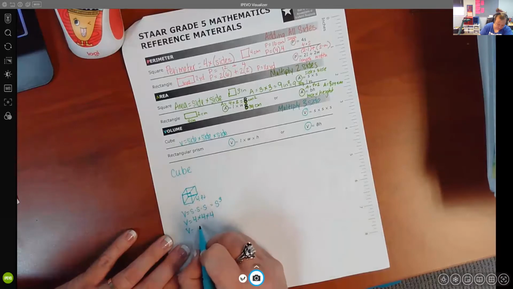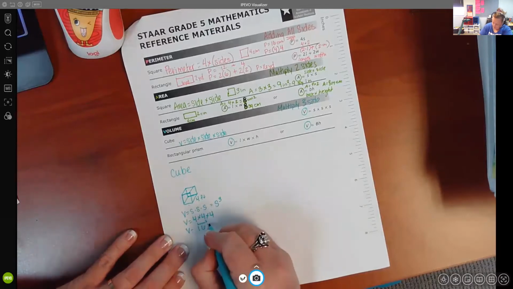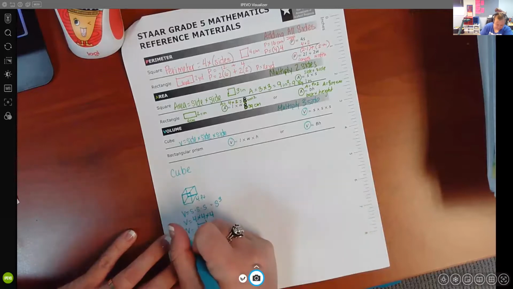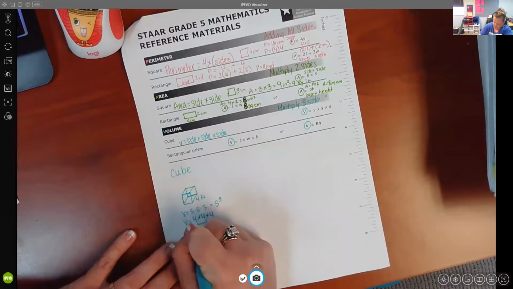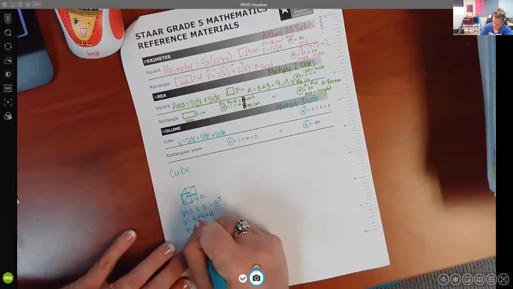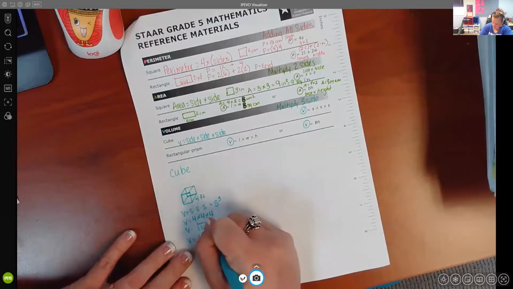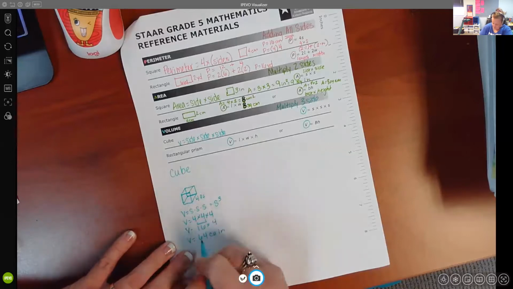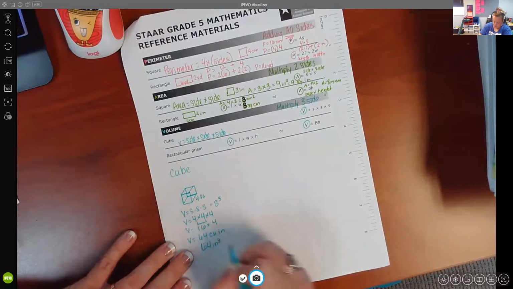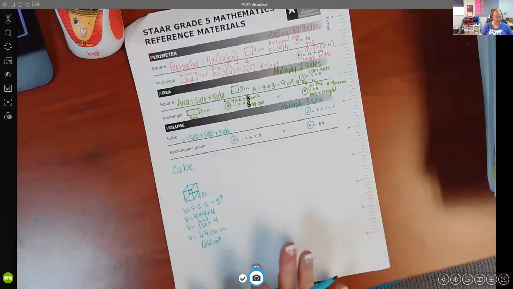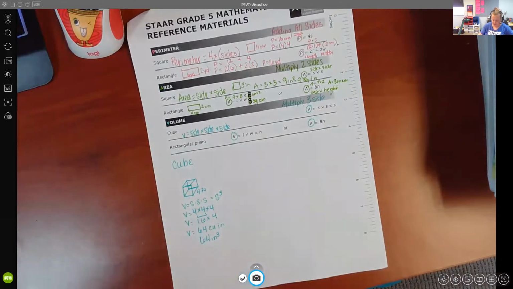So 4 times 4 is 16. And then you still multiply that by 4. So your final volume is 64 cubic inches. 64 inches cubed. Both of those are correct in writing it. Okay.